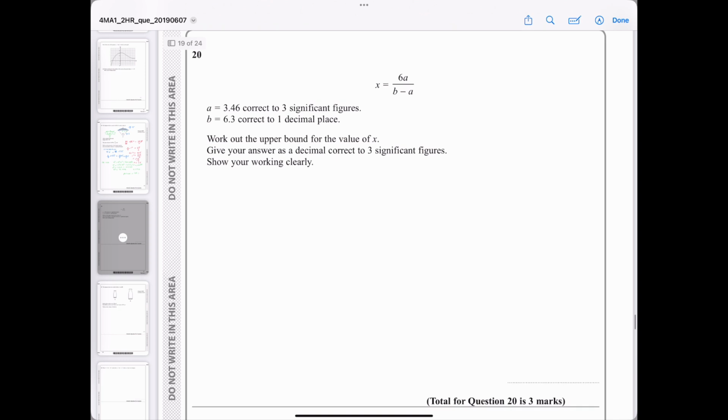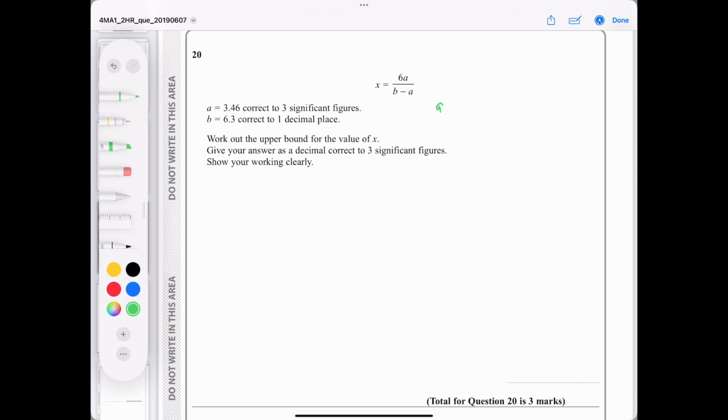Right, this looks easier. So A equals 3.46 correct to 3 significant figures, and B equals 6.3 correct to 1 decimal place. So this is a bounds question, and we're not going to look at X for a minute. First we're going to go A. So the one that's in the middle is 3.46. If we went up 1 in terms of 3 significant figures, we would go to 3.47. If we went down 1, we go to 3.45.